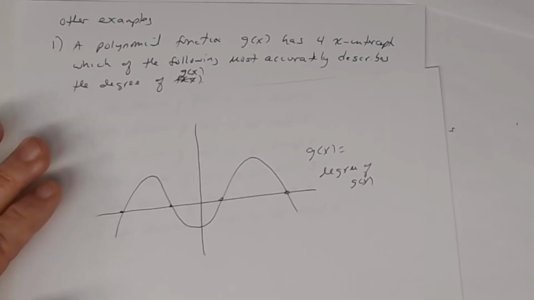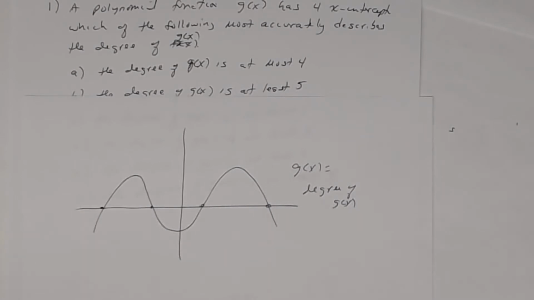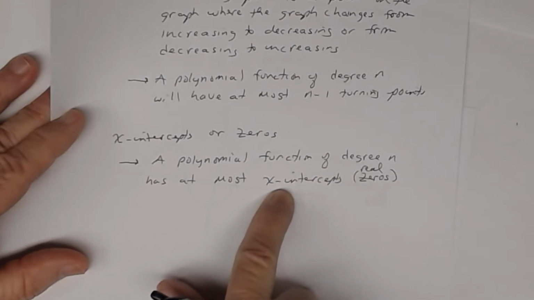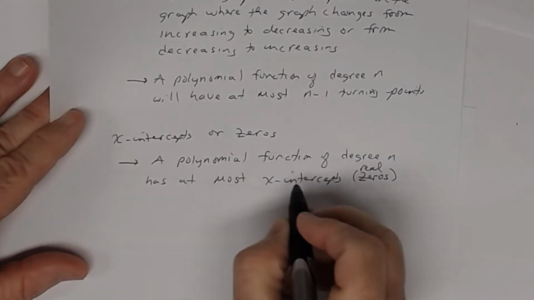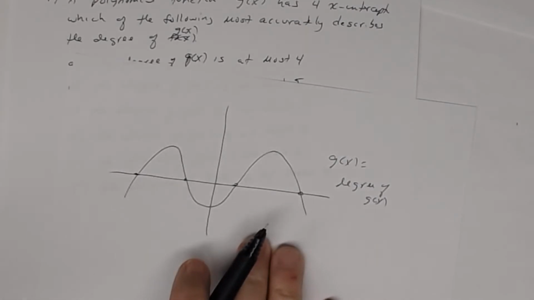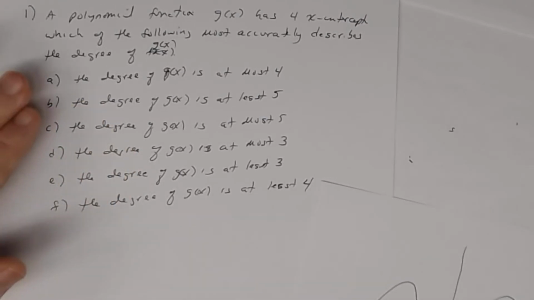All right, so which of those most accurately describes the degree? So remember we talked about the relationship about x-intercepts. So there are 4 x-intercepts, right? So remember in our discussion with regards to x-intercepts, we said a polynomial function of degree n has at most n x-intercepts. All right. So if this function has 4 x-intercepts, what can the degree be? All right. So here are some choices, and you got to choose one of those.